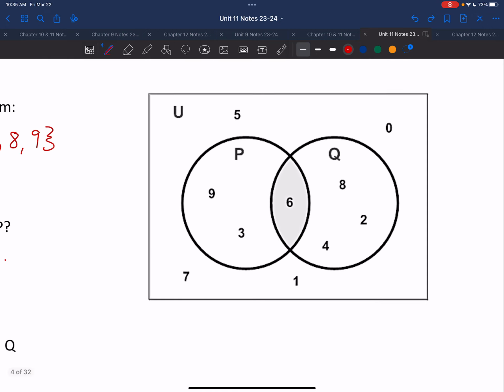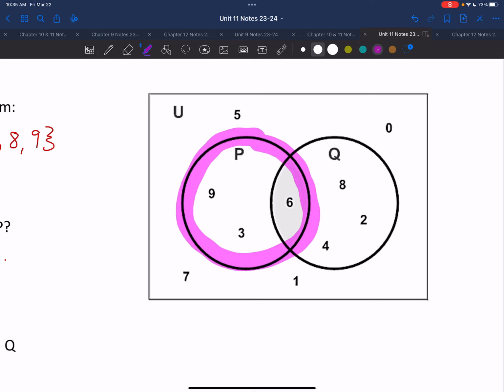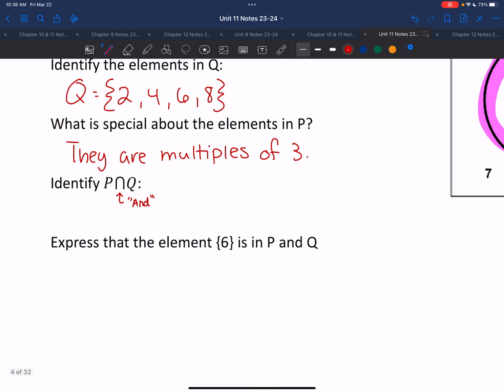Okay, so if I come over here, remember how we said everything inside this circle is set P. Everything inside this circle is set Q. So we want to look for all the numbers that sit inside both of those circles. And if you look, the only one that sits inside both is the number 6. So identify P and Q. Just going to put it like this, right there. So P and Q equals element 6.